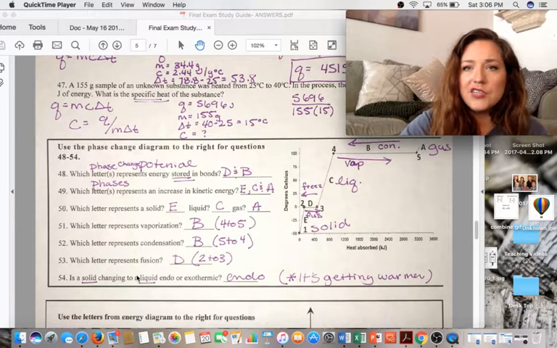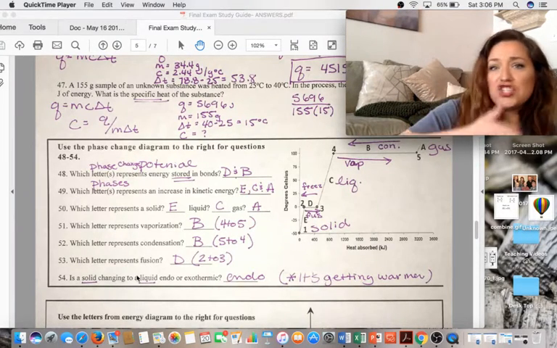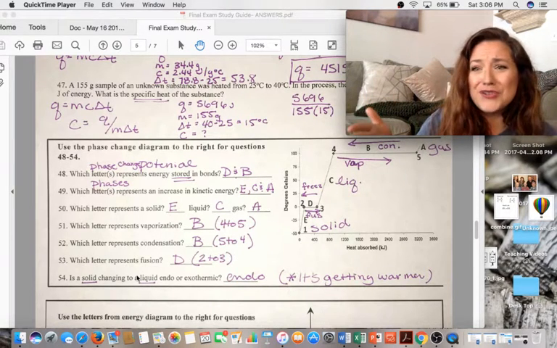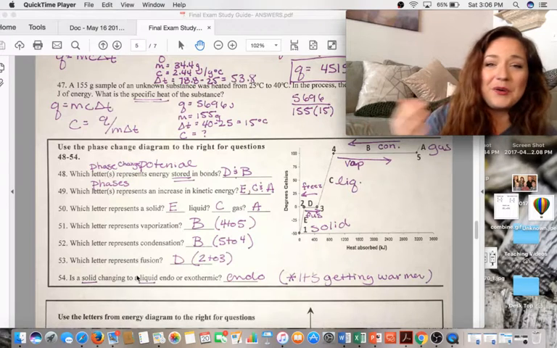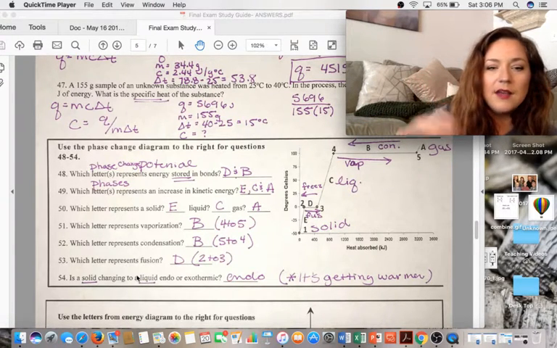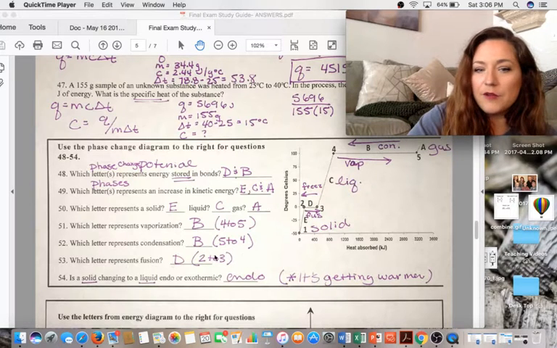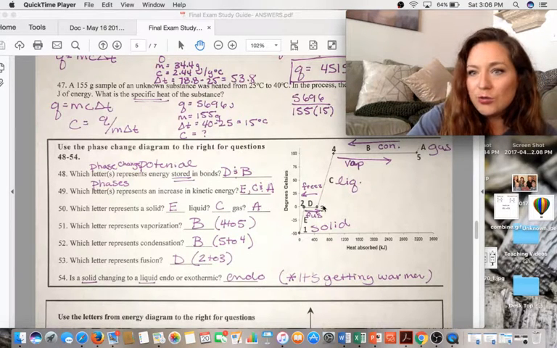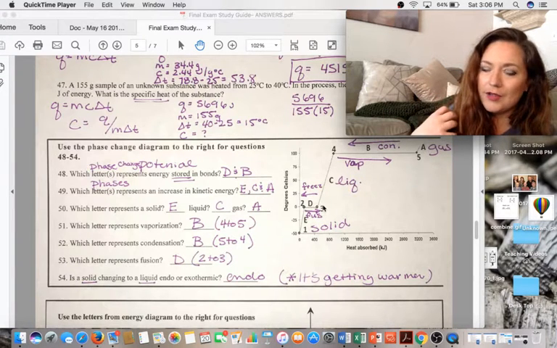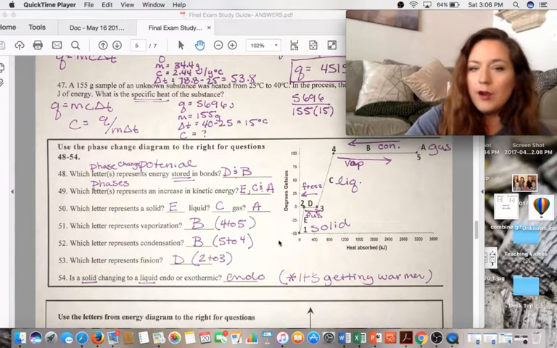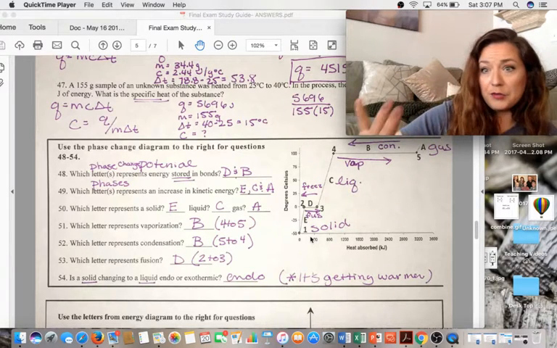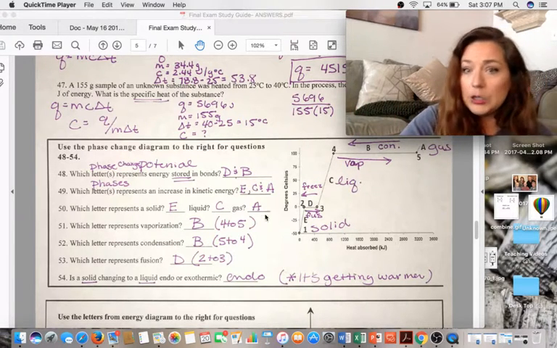So fusion is any time when you're going from a solid to a liquid. This is also called melting. So anytime, don't know why there's so many awesome words for the same things. So that's going to represent D, but that's 2 to 3 in directional. And you're getting warmer, so that's going to be an endothermic reaction with fusion, where freezing is going to be an exothermic reaction. It's releasing heat and getting colder.